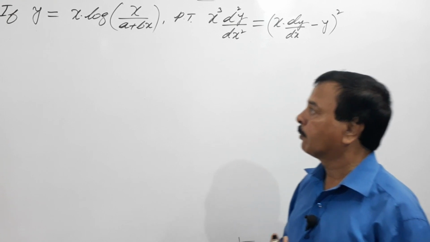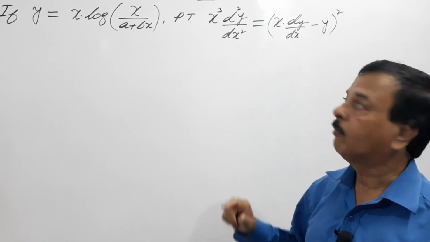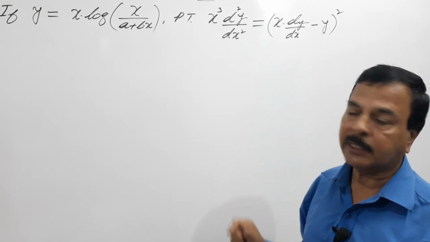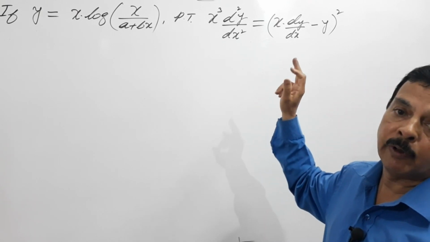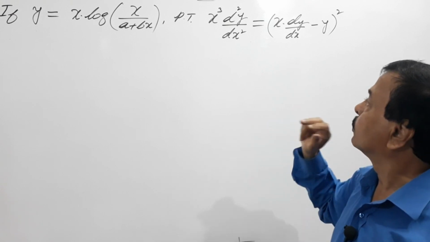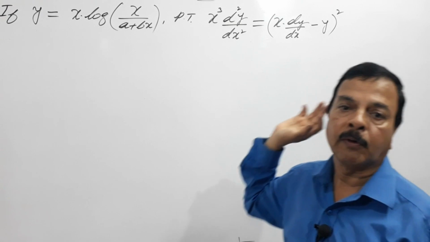So dear students, we have a problem here. If y equals x into log of x by a plus bx, prove that x cube into d square y by dx square equals to x into dy by dx minus y whole to the power of 2.